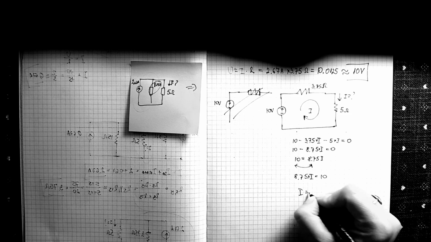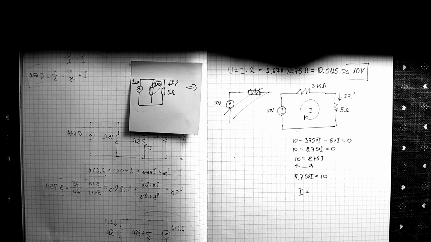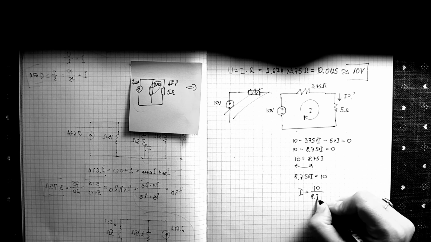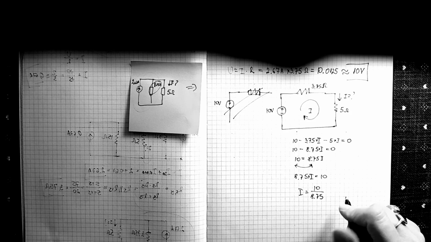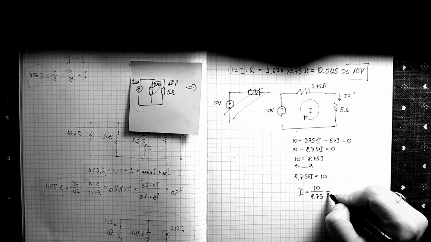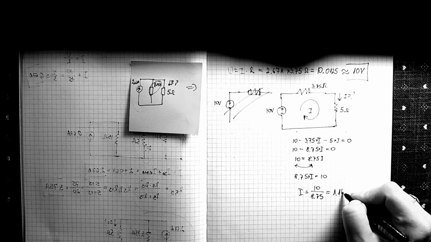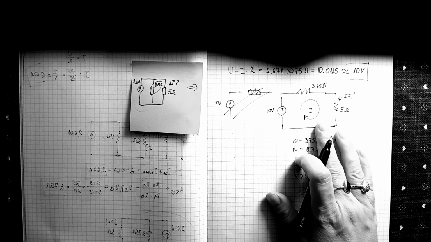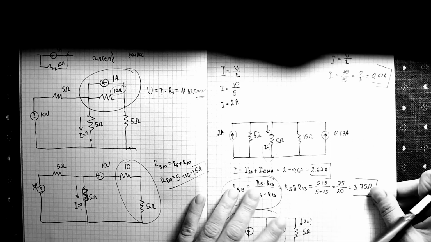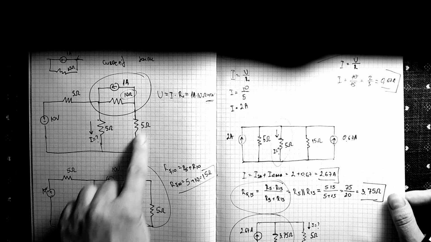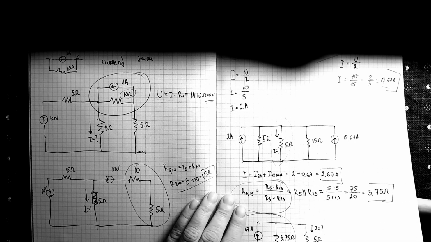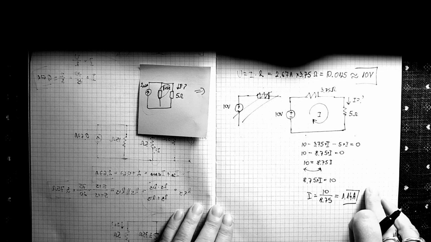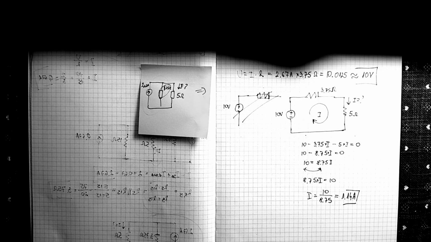Then the current will be 10 divided by 8.75, and that will be 1.114 amps. So we have this one simple circuit. It came from all this all the way here, so that is what we calculated here.